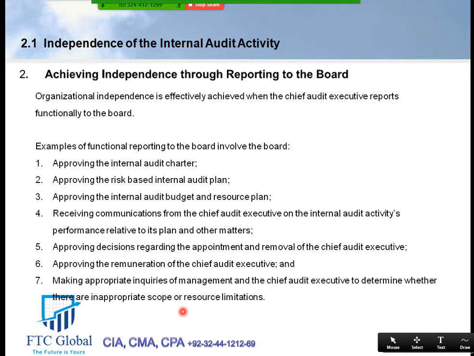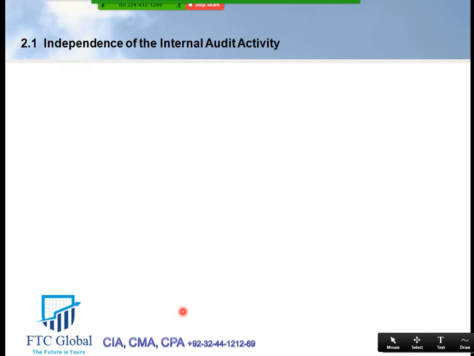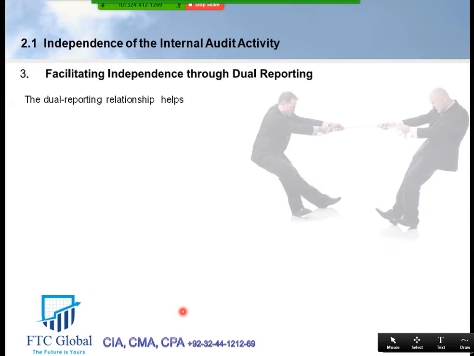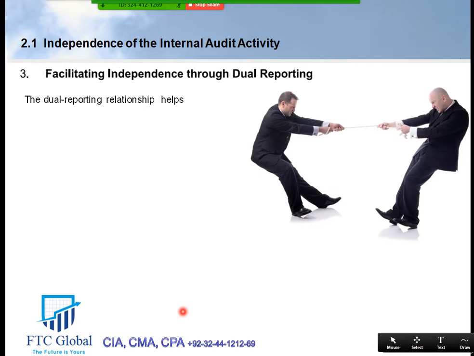Now the next is this dual relationship we have with the audit committee, the board and the chief executive officer. It could result in some sort of a situation that results in a tussle. I mean, like this rope in between these guys represents the internal audit department. Here is the chief executive officer and here is the audit committee. Both are individual powerful entities within the company. So this could result in a kind of conflict. How to manage that?